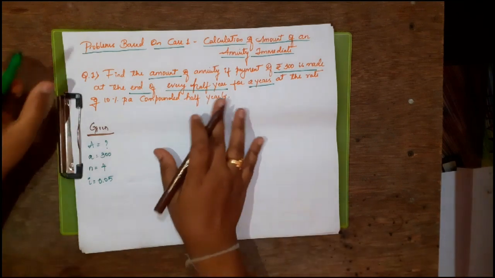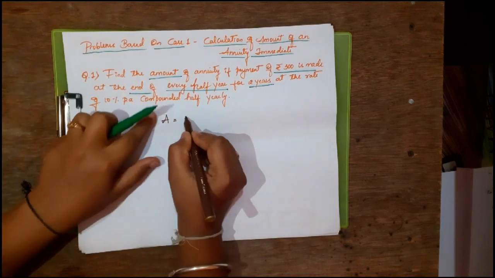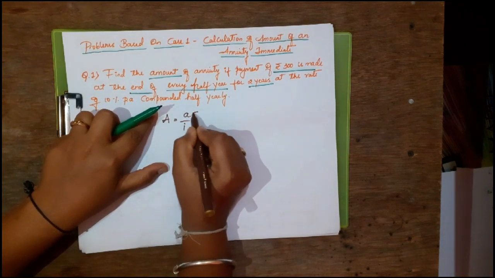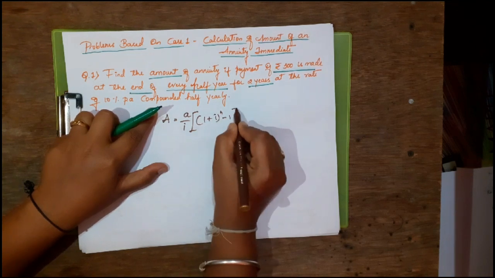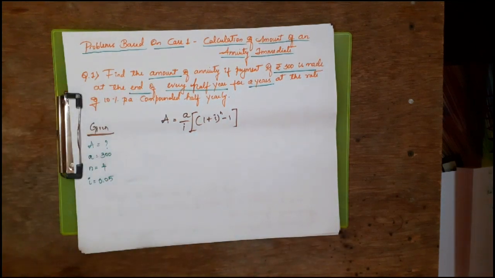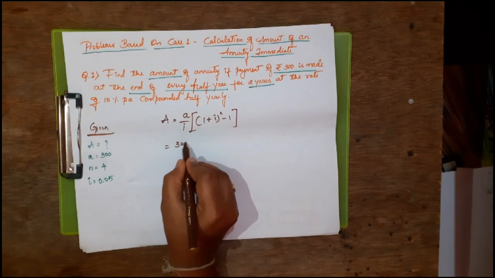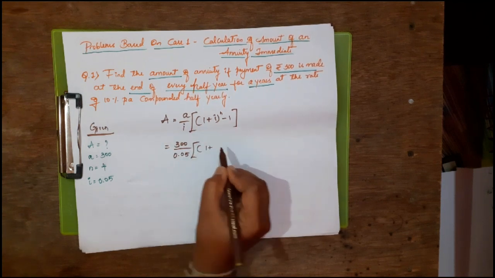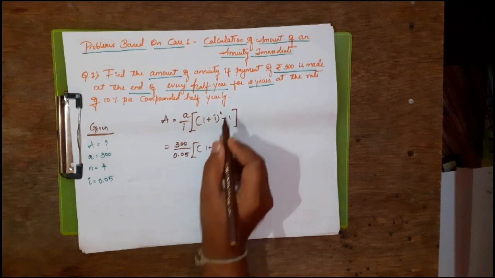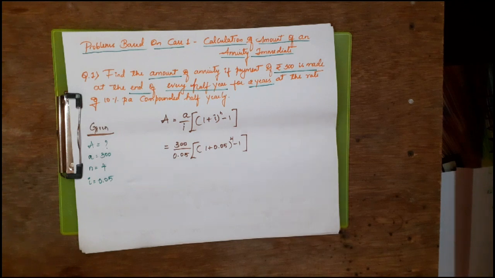The formula for calculating the amount of an annuity immediate is A is equal to A by i into (1 plus i) to the power n minus 1, right? They have given the information, and we have listed out all the given information here. We'll start with the sum. So A is 300 divided by 0.05, into (1 plus 0.05) to the power of n, which is 4, minus 1.